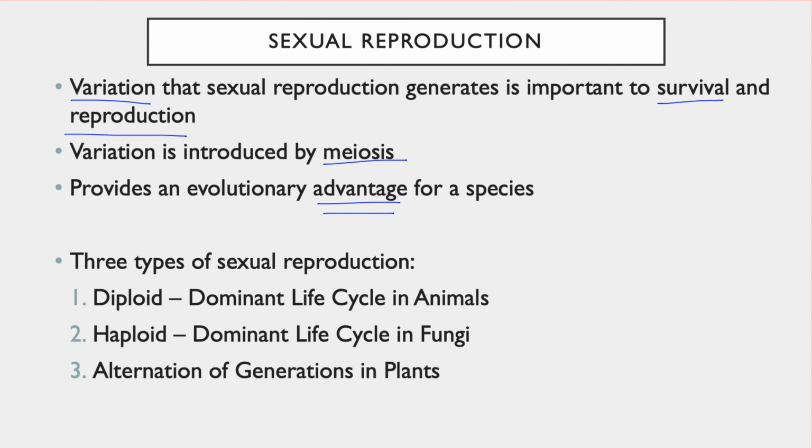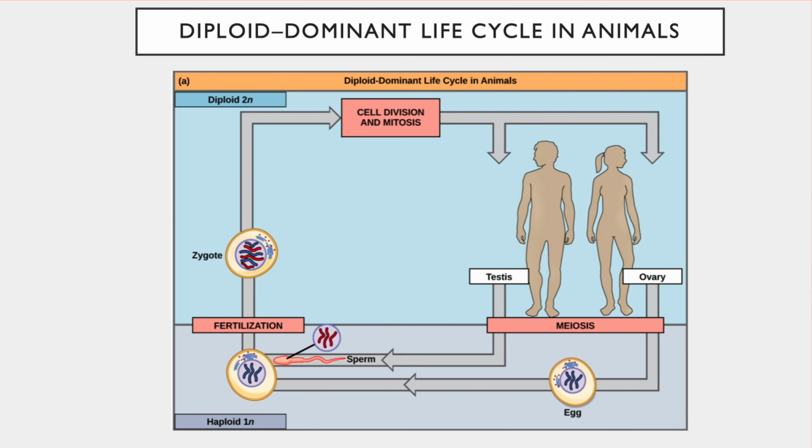The 3 types of sexual reproduction life cycles that we're going to go through are called diploid dominant, haploid dominant, and alternation of generations. And these 3 types of life cycles occur in different types of organisms, of animals, fungi, and plants. So let's talk about the diploid dominant life cycle first in animals.